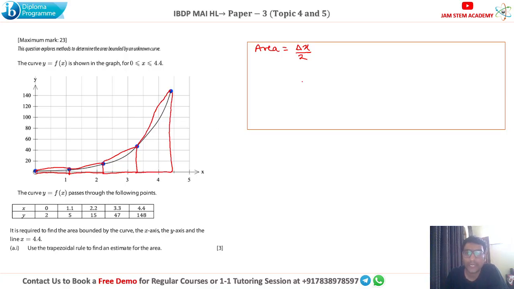So delta x, what is that? Change in values of x. As you can see, x value starts from 0, 1.1, 2.2, 3.3, 4.4. So delta x is the change in values of x, which is 1.1 over here.